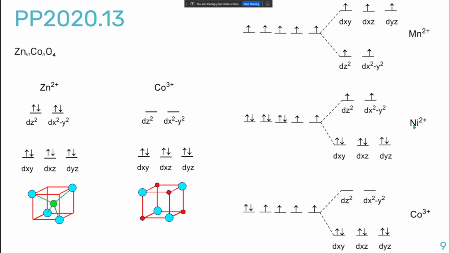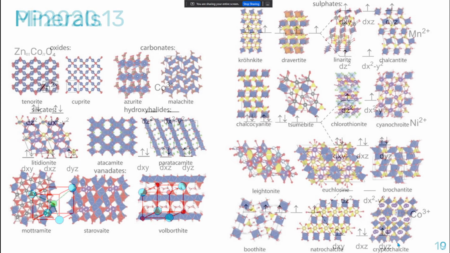And then for nickel 2+, the octahedral splitting diagram is preferred because you have one completely filled level and then a half-filled level, which is also great. And for cobalt 3+, we have already taken that example. You have a completely filled lower level, which is great.